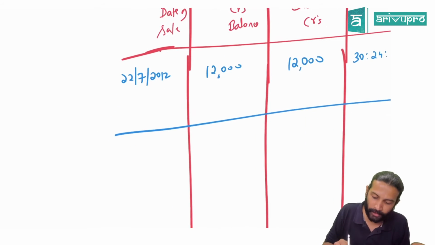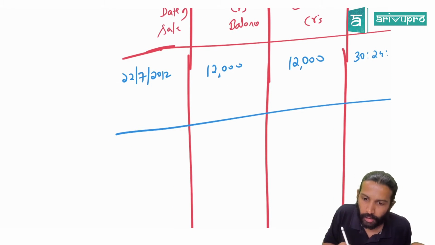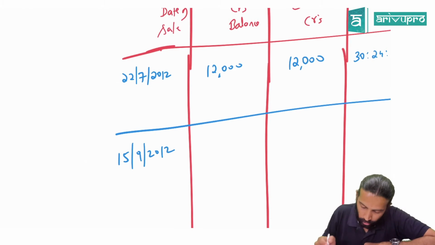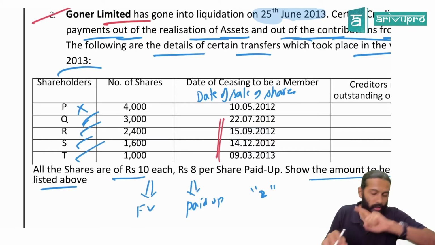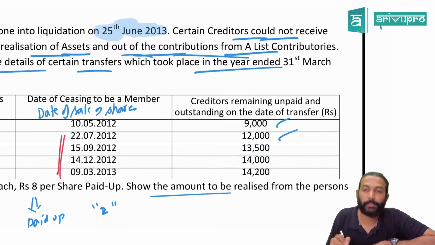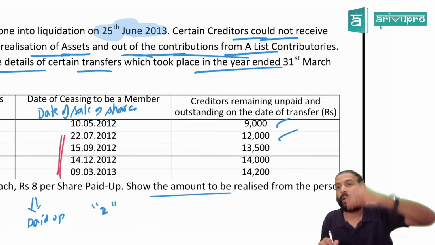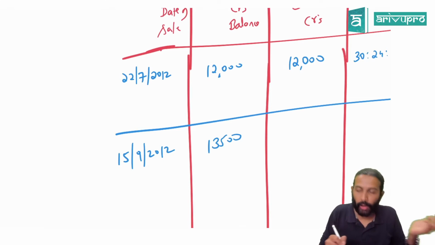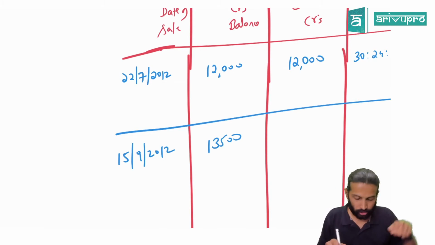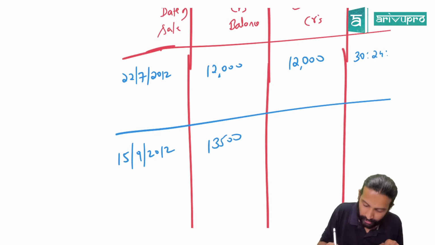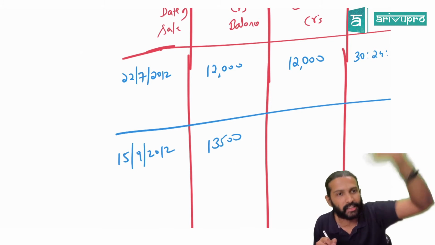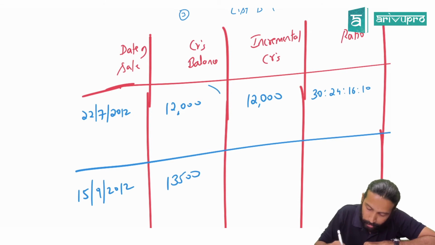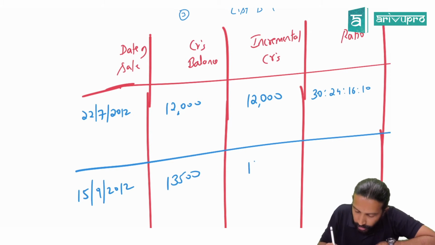Listen to this. After 22nd July, who sold, sir? R sold. On which date? 15th September 2012. On 15th September, R sold. Now check what the creditors' balance is. Creditors' balance has become 13,500. Till 22nd July, what was the creditors' balance? 12,000. From 22nd July to 15th September, it has become 13,500. That is what I'm calling the incremental creditor. From 12, it has become 13,500. What is the increase, sir? 1,500.